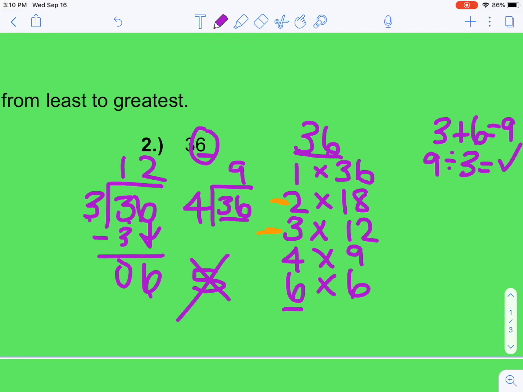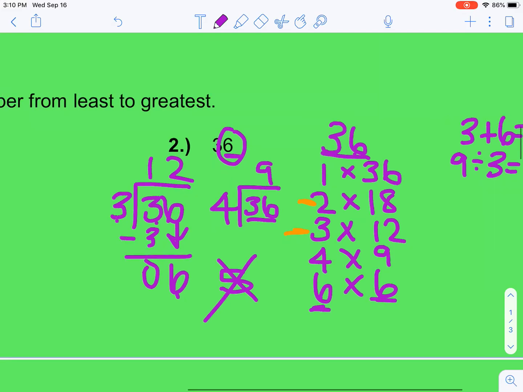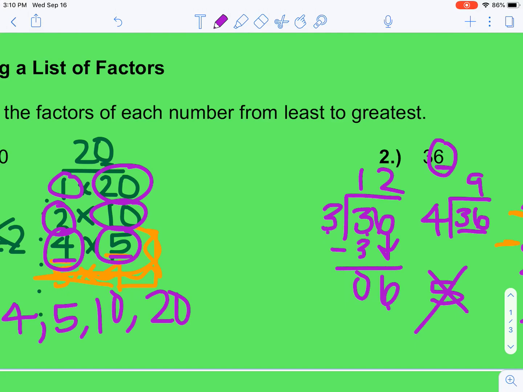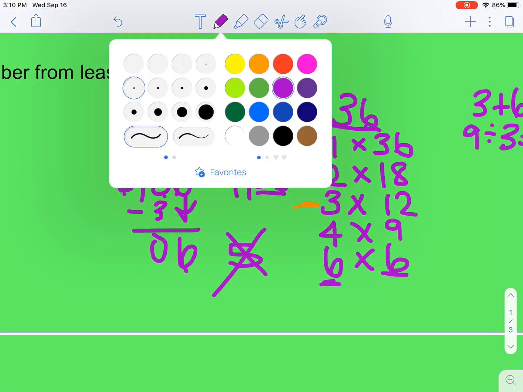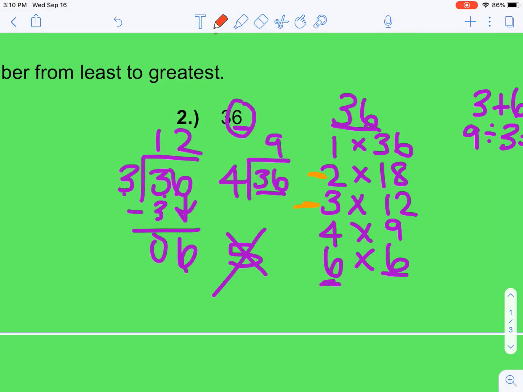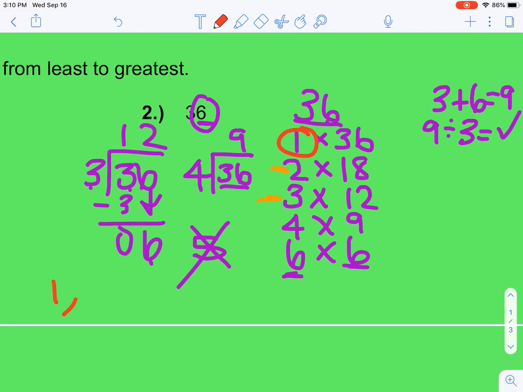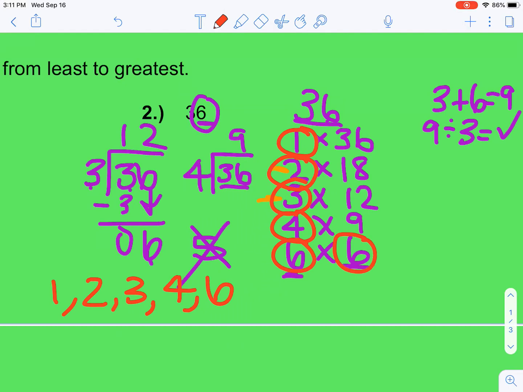I've got all my factors when these two are either the same number or very close together like they were here. It was 4 and 5. So now we need to list our factors. Oops, I don't know how well that green will show up. We'll do red. So my smallest factor is 1. My next smallest factor is 2, and then 3, and then 4, and then 6. And I have 2 6s here, so I don't need to list them both. Then my next one is 9, and then 12, and then 18, and lastly 36.